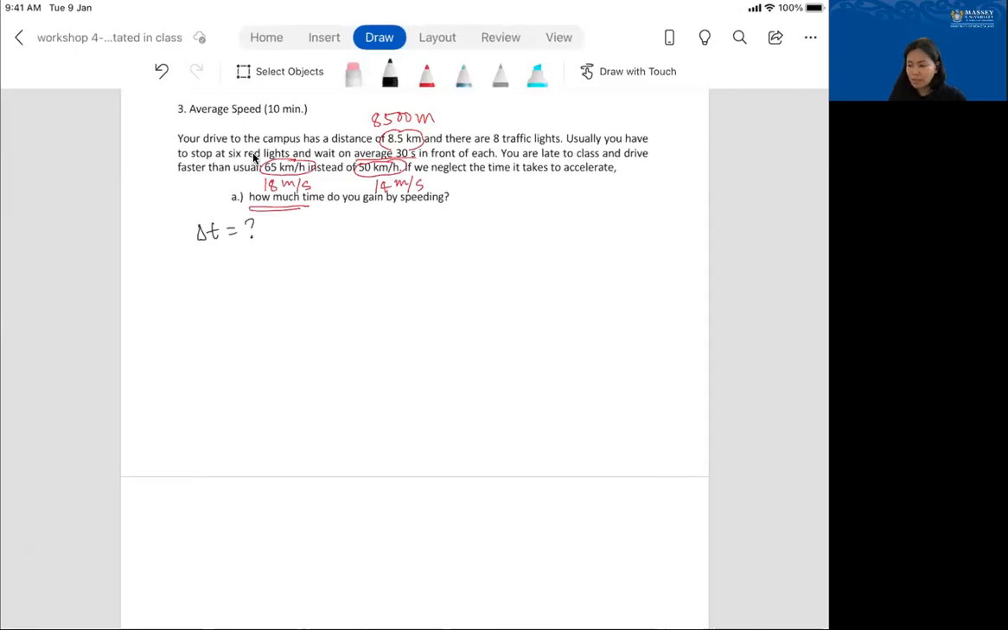We are given the speed. We're given the speed is equal to 18 meters per second or 14 meters per second, depending on whether you're speeding up or slowing down. And we're given the distance, which is 8,500 meters. Okay. So reading this question, there's no information about acceleration. So you can sort of assume that it's the definition for speed that you need instead of the kinematic equations.